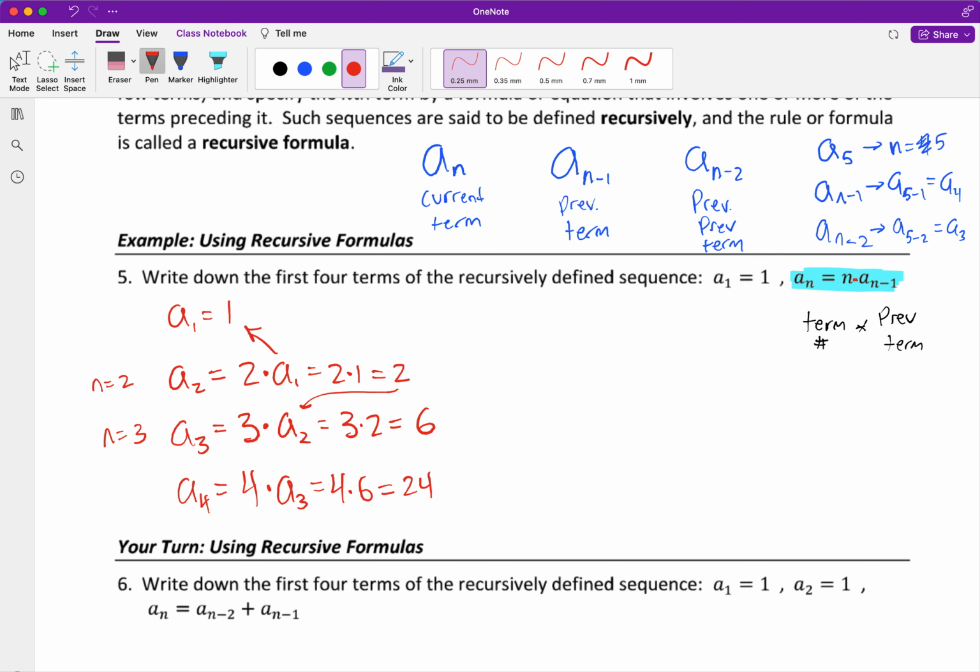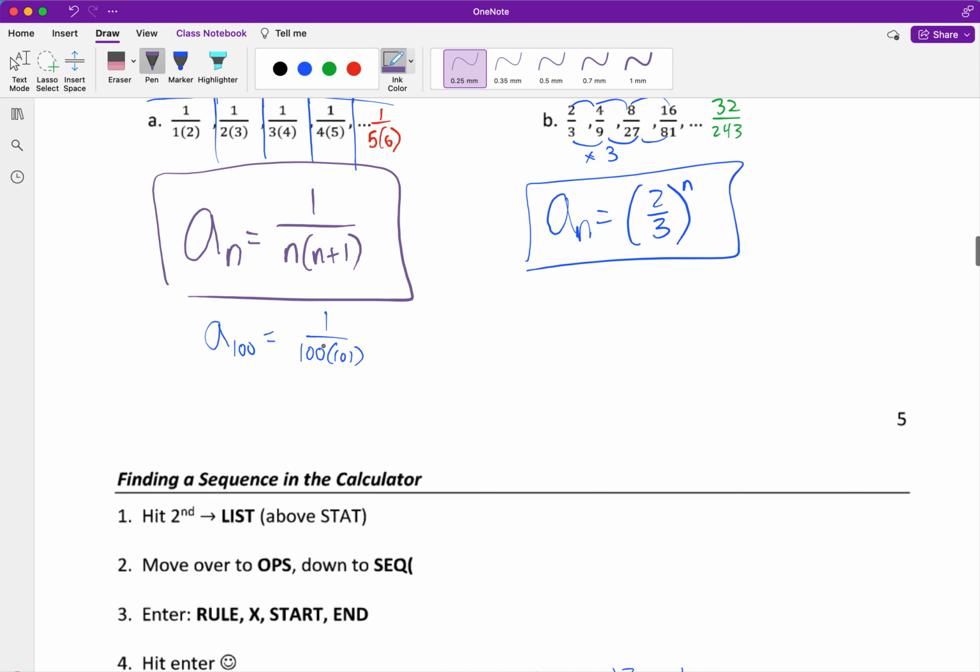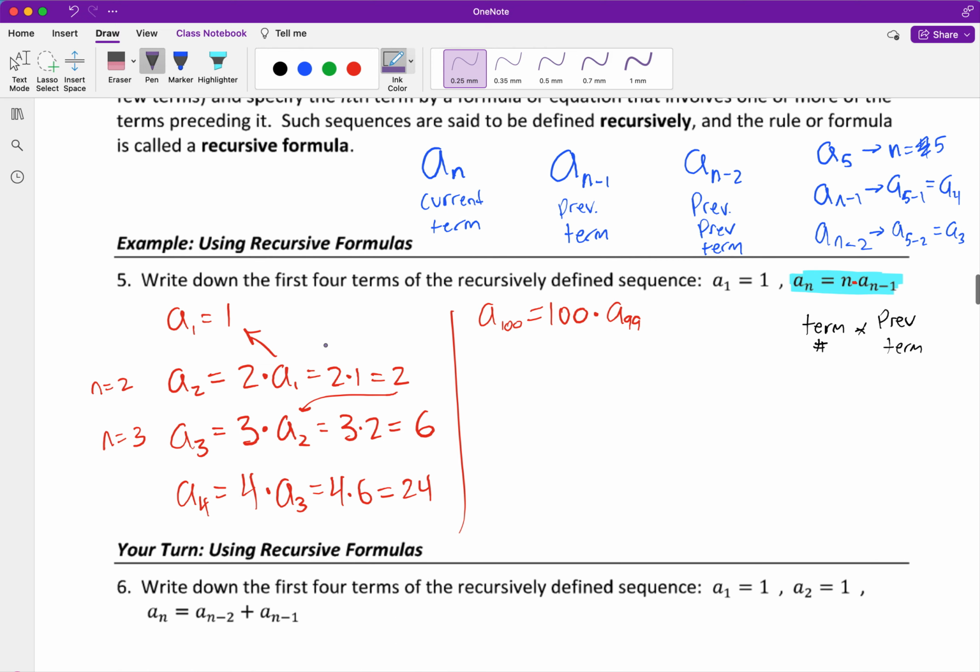Now, a weakness of this is if I were to ask you right now, hey, what's A100? You would need to know what A99 was in order to find that out, because you would have to do 100 times what A99 is. Well, what's A99? You would need to know what A98 is. And to find A98, you need to know what A97 is, and so on and so on. So that's a huge weakness of recursive functions, that you have to go through the whole process to get to the number that you're trying to find. Whereas the explicitly defined ones, the ones we had up here, we could just plug in 100 and figure it out. So that's a huge strength of those.